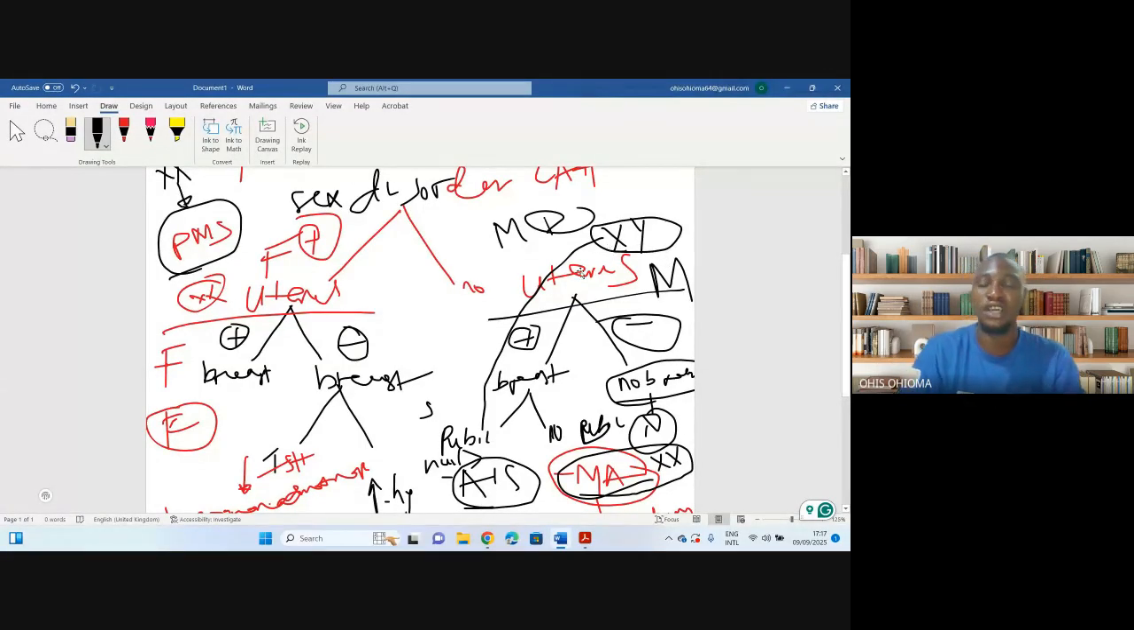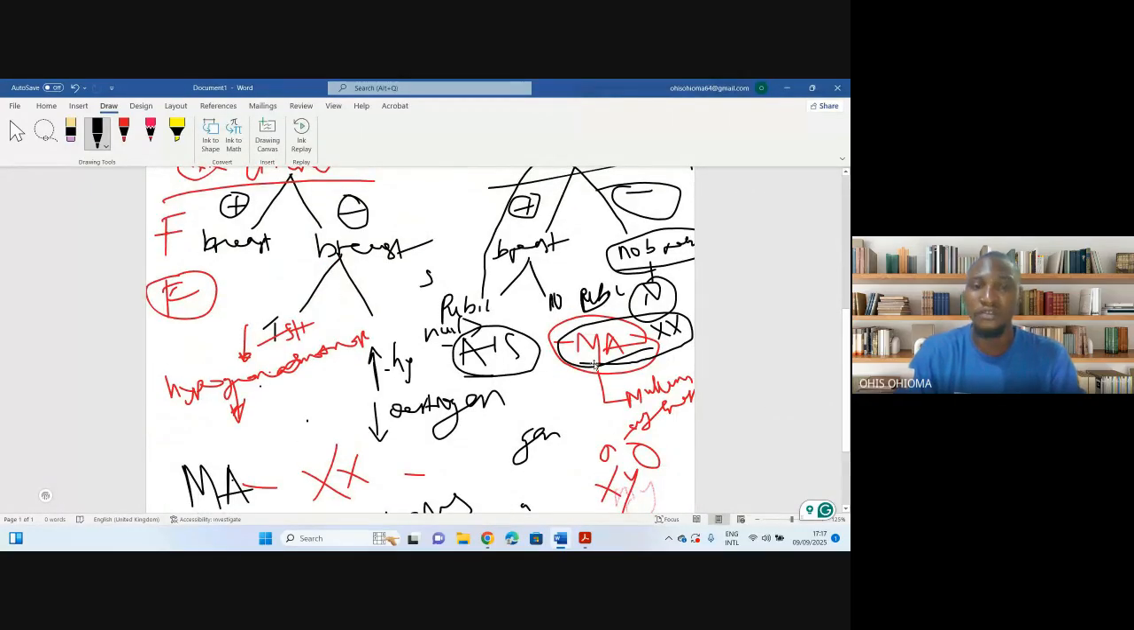I just put this here as a way for me to remember this stuff. It can be confusing, but it's a way for me to remember it. So Mullerian agenesis will occur more in females. That's what I'm trying to say. The patient will not have pubic hair.